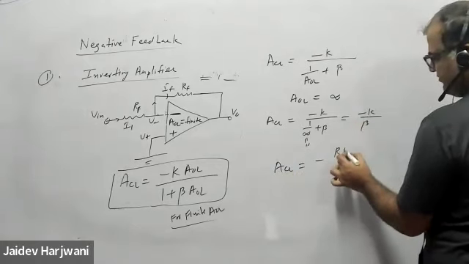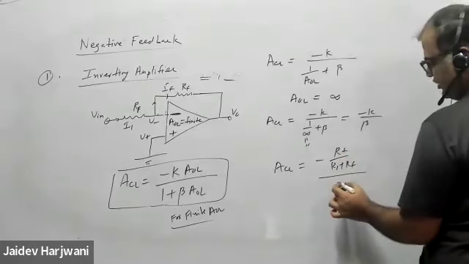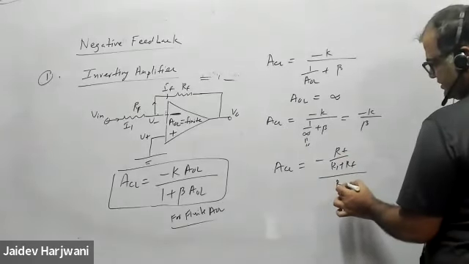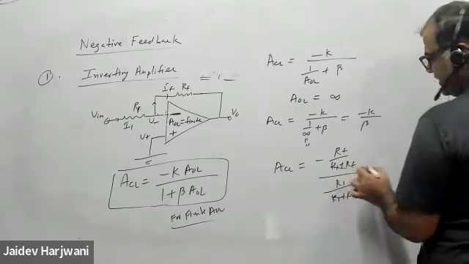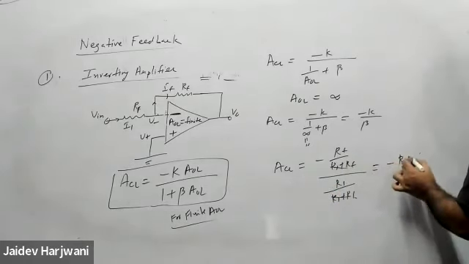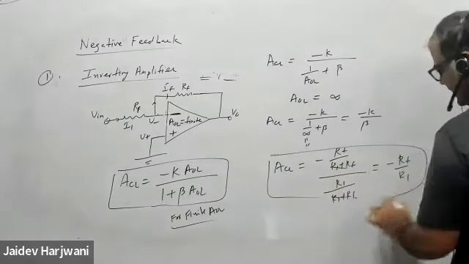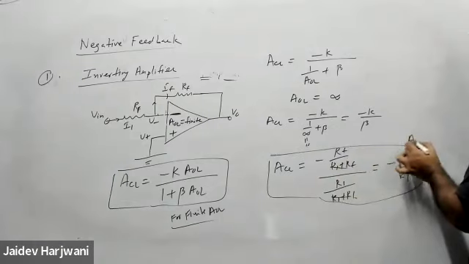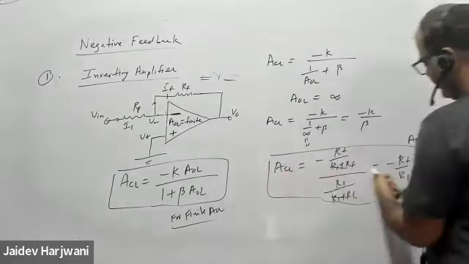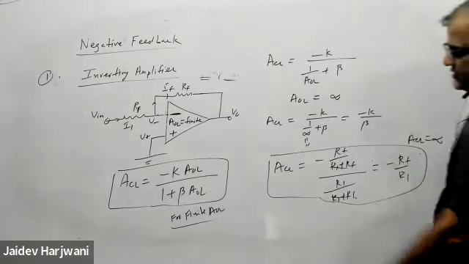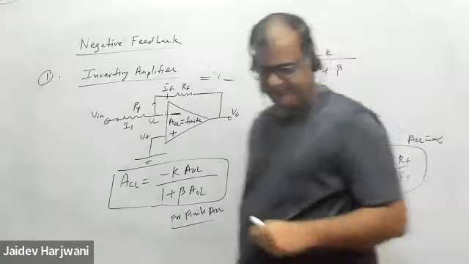K means RF upon R1 plus RF. And beta is R1 upon R1 plus RF. Both cancel out. So you're getting the same formula, minus RF by R1. This is for AOL infinite. This is for finite, this is for infinite. This formula will approach this formula. You can check it.